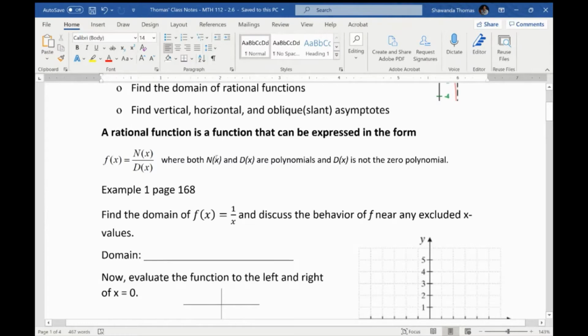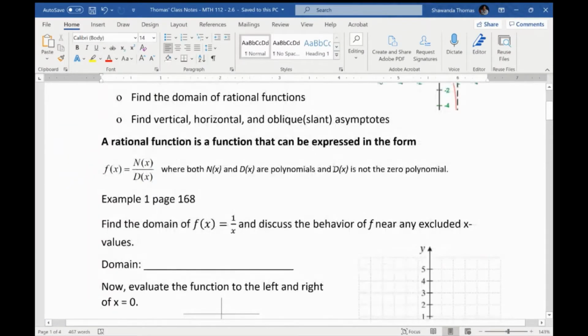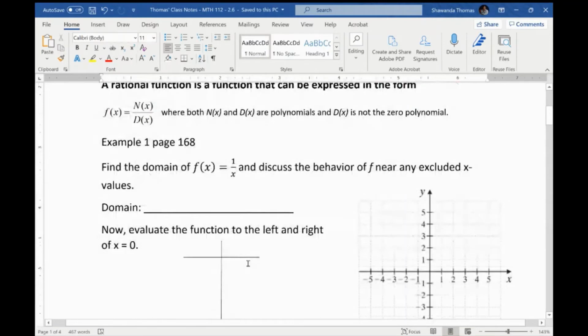It says where both n of x and d of x are polynomials and d of x is not the zero polynomial. Can you tell me why they're saying that d of x cannot be the zero polynomial? Because they don't want zero in the denominator. Very nice. We call that what in math when that happens? Undefined. Thank you, Monish. Yep, we don't want that to happen.